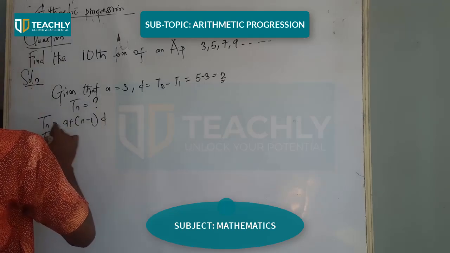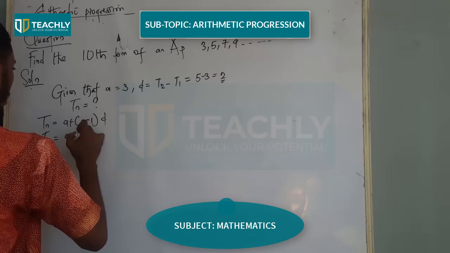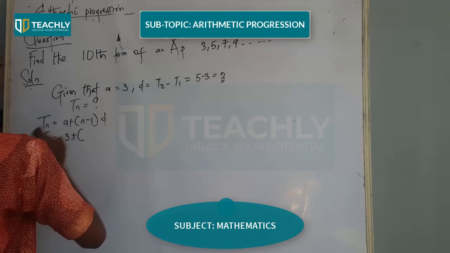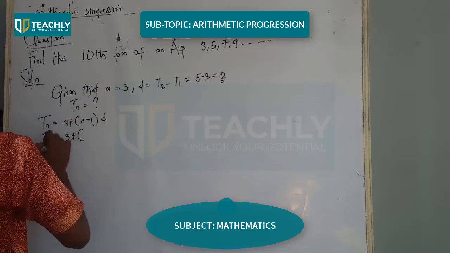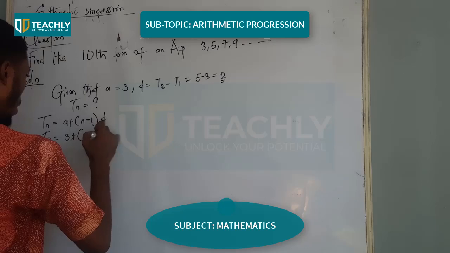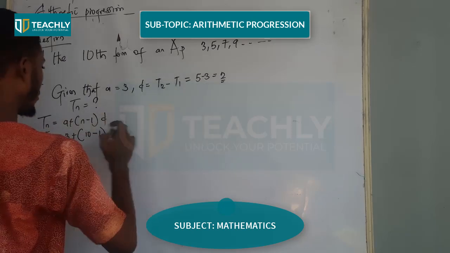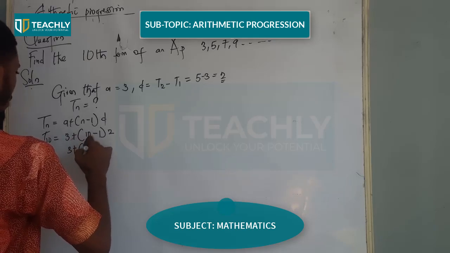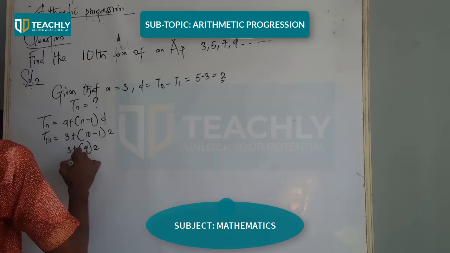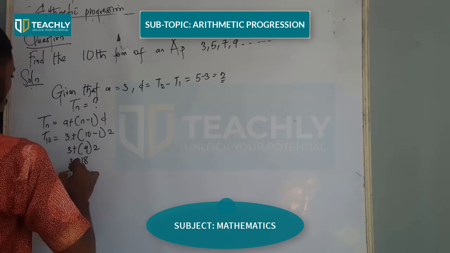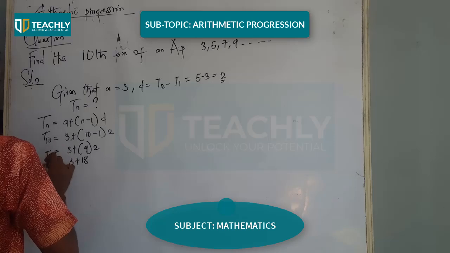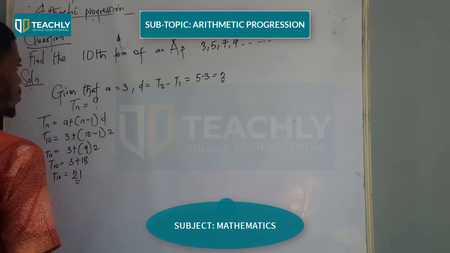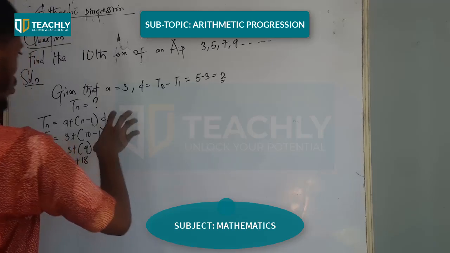So we have Tn is equal to A plus, our A is given here as 3, plus, what's our n? Our n is the 10th term we are looking for. That is 10 minus 1. And what's our D? We got it to be 2. 3 plus 9, then 2. We have 3 plus 18. So our 10th term is what? 21.